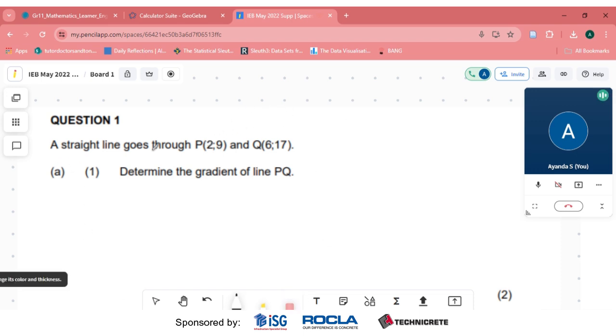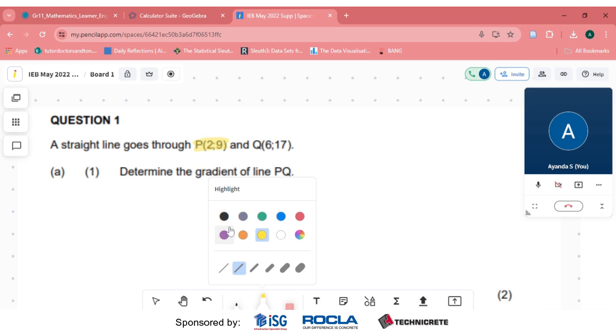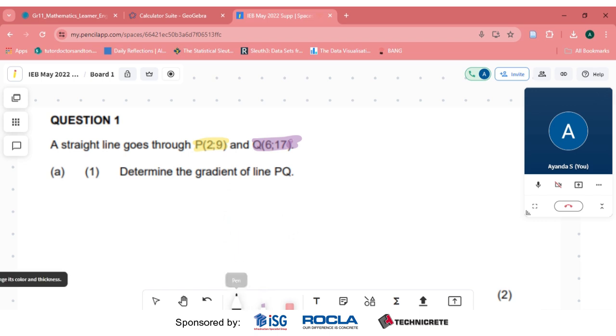We're told that a straight line goes through 2 points, P, x is 2, y is 9, and Q, x is 6, and y is 17. So this is our 1 point P. And our second point is Q, which is 6 and 17. Question 1A, number 1, asks us to determine the gradient of PQ.